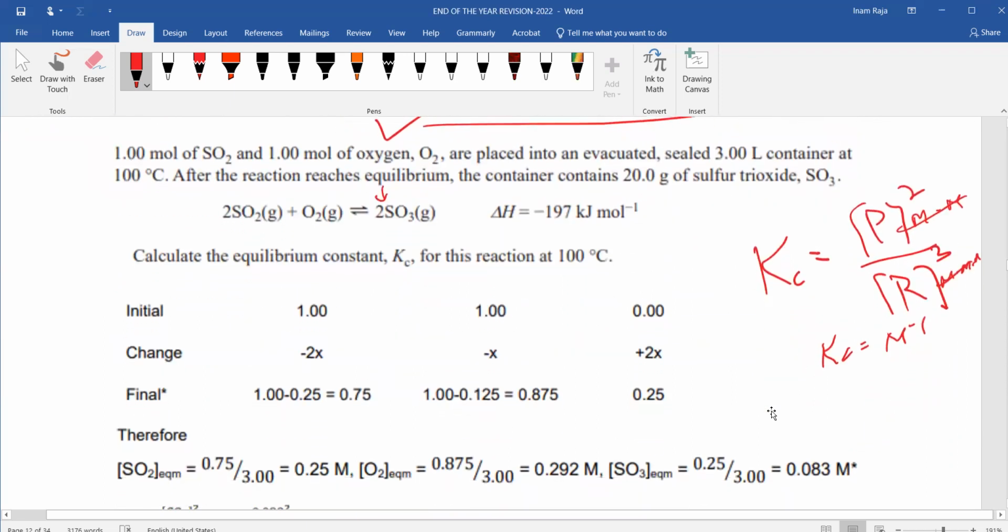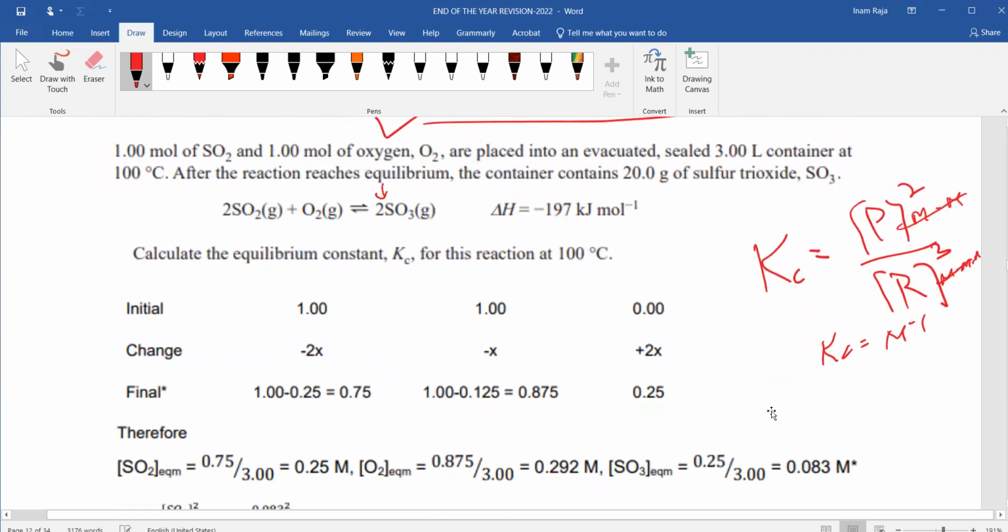If you're not given all the concentrations at equilibrium, then you have to use the RICE method or ICE method. The RICE method means first you write a balanced reaction, then write the initial moles, change in the moles, final moles, and whatever volume is given, divide by that to find the concentration. All right.